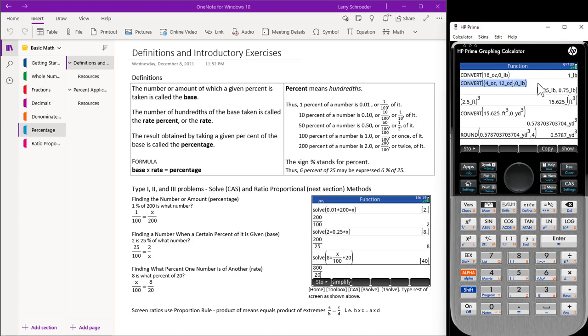Welcome to HP Prime Guide Arithmetic Fundamentals Percentage. We'll start by querying our calculator. Kind of interesting is that our last unit, when we were dealing with numbers, we had units associated with the numbers.